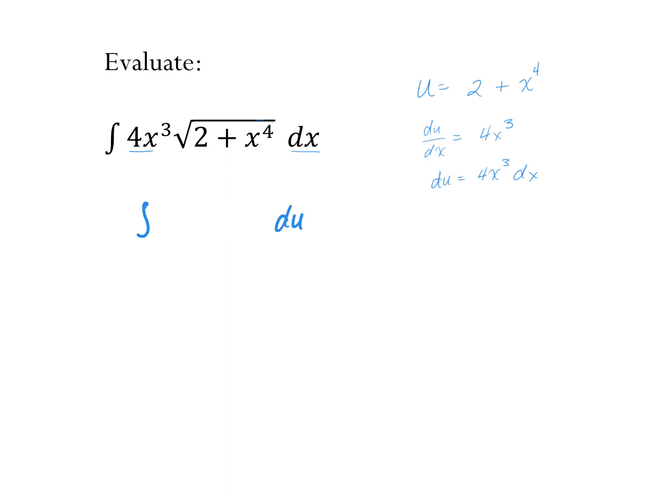All right, now, what am I going to replace the 2 plus x to the fourth with? u. So this will be the square root of u. Is this okay? The hardest part about this is going to be deciding what do we use for u. So now I'm going to rewrite this as the integral of u to the 1/2 du. Okay? What's the integral of u to the 1/2? 2/3 u to the 3/2 power plus c.